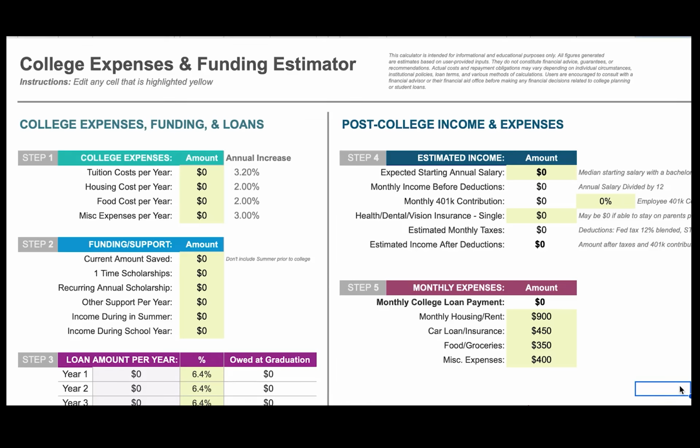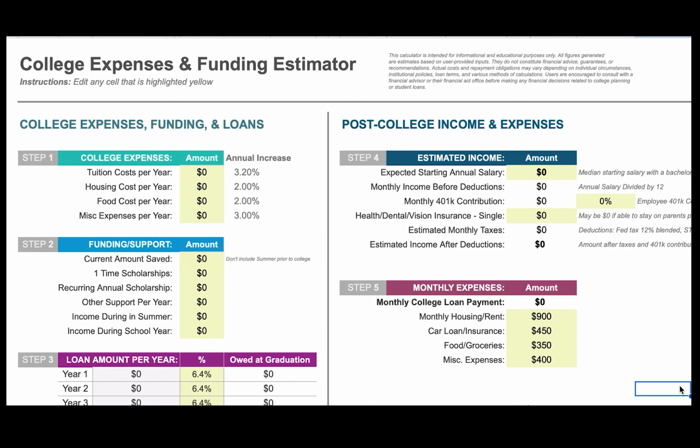Every year, millions of high school students make one of the biggest financial decisions they've had to make at this point in their life. And that is, are they going to go to college? Where are they going to go? How much is it going to cost? How are they going to pay for it? How are they going to pay it back after they graduate? And this tool is built to help them think through some of those decisions.